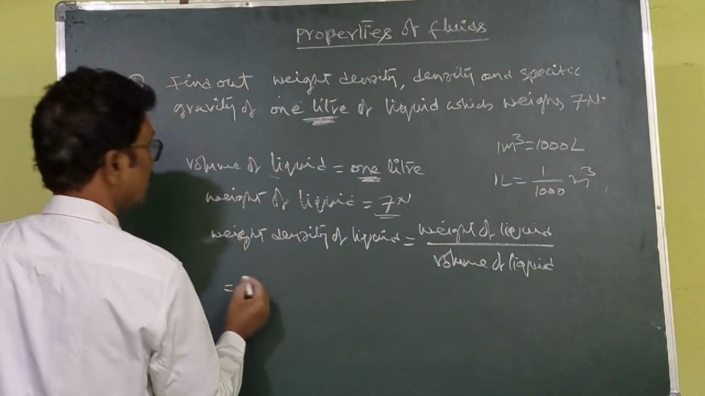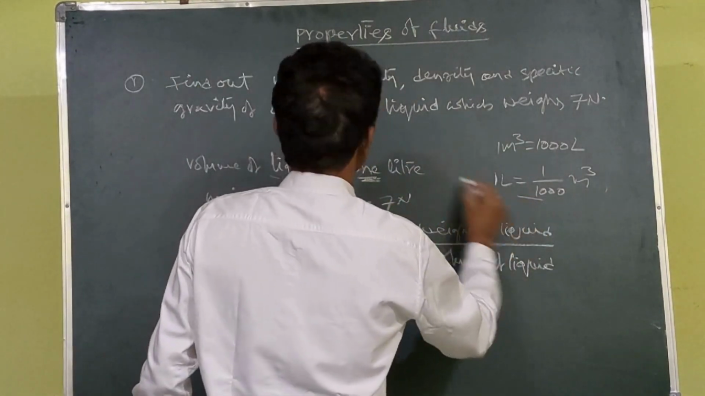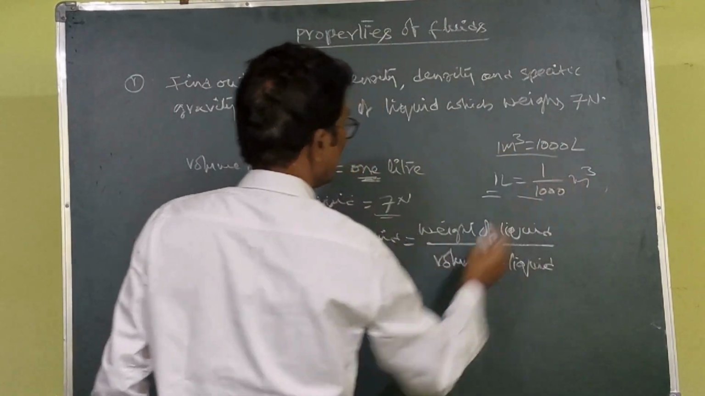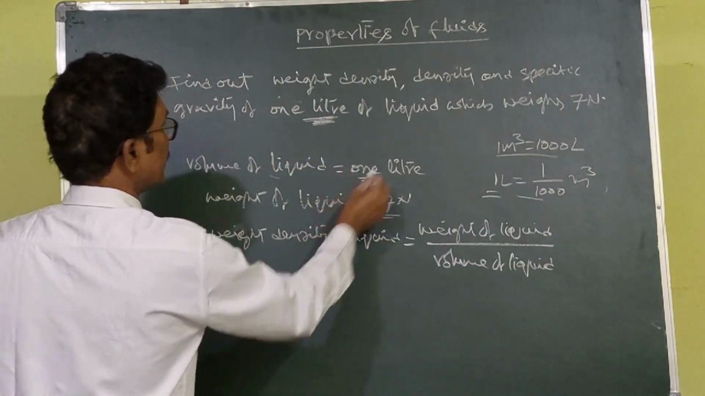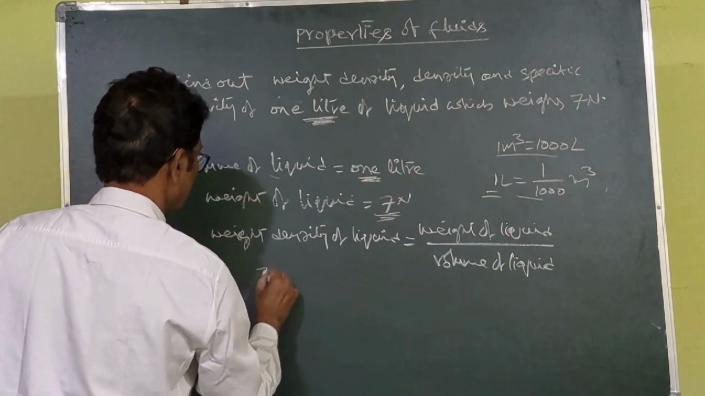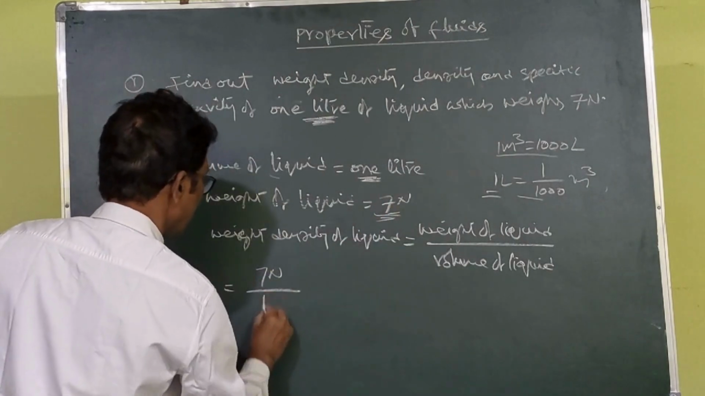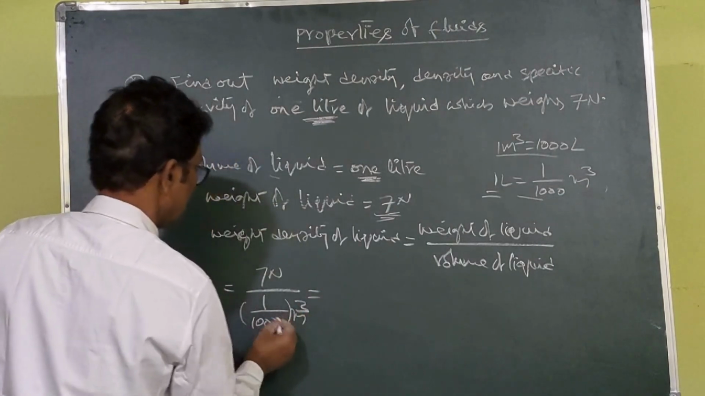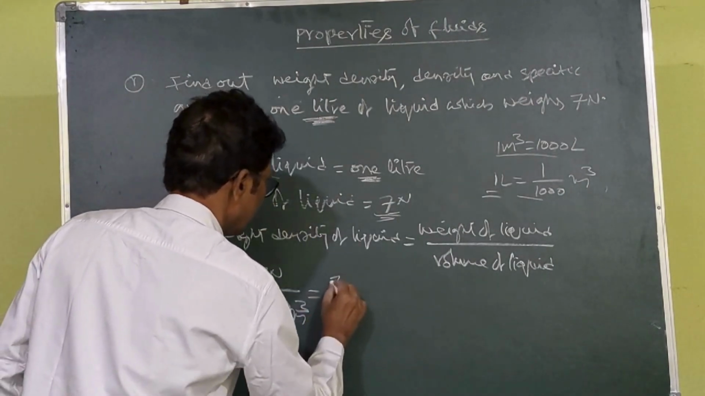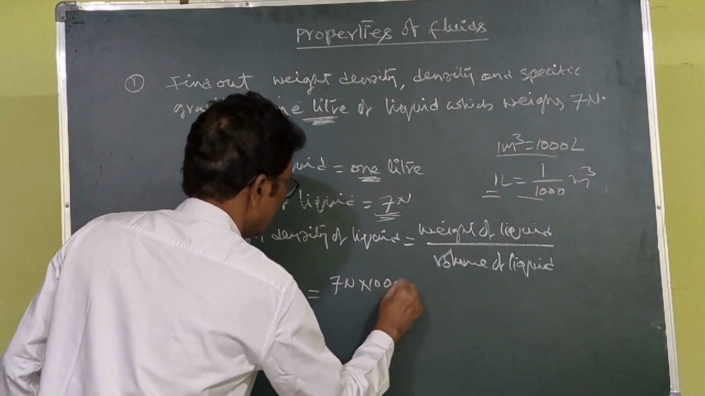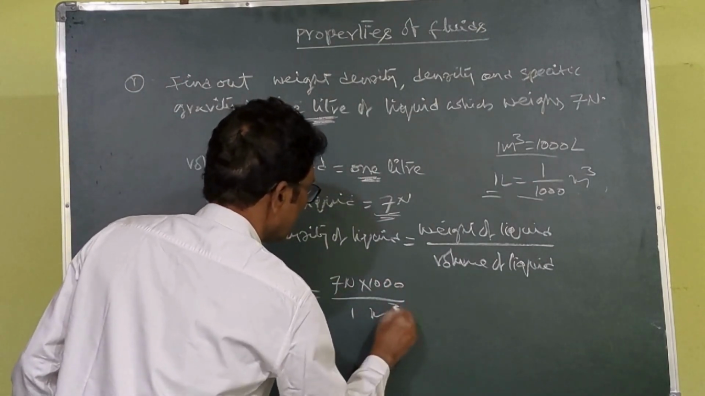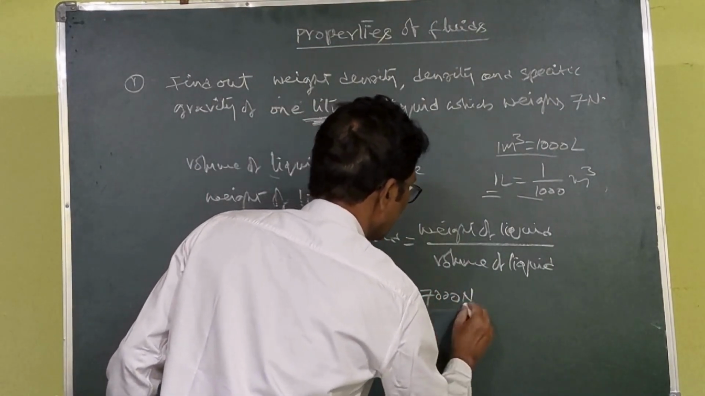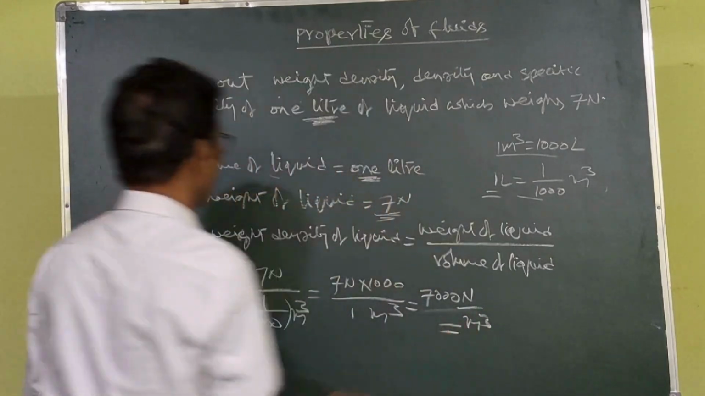Here we are converting the 1 liter into meter cube. From this relation we can convert to 1 by 1000 meter cube. So therefore weight of the liquid equal to 7 newtons. So 7 newtons divided by 1 by 1000 meter cube. If you simplify this one, the 1000 gets into the numerator: 7 newtons into 1000 divided by 1 meter cube. This is equal to 7000 Newton per meter cube. This is the weight density.